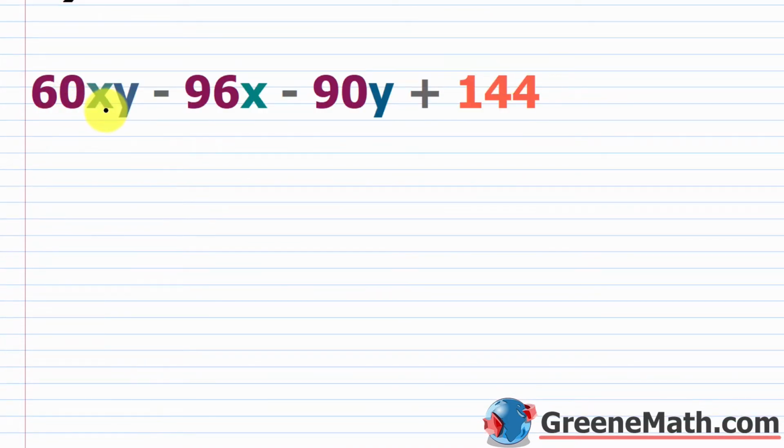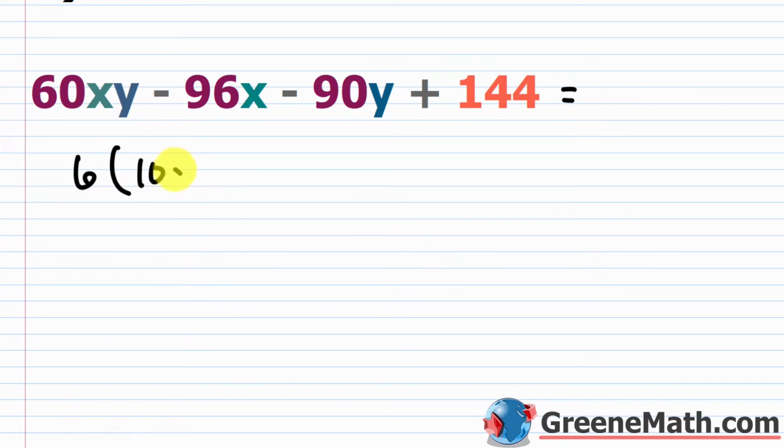So we're going to have 60xy minus 96x minus 90y plus 144. So what's the GCF here? Well, it's going to be 6. So I can pull that out to start. Again, if you miss this and you don't pull it out, when you get to your final step, you'll have a common factor of 6 that needs to come out. And if you miss that, your teacher may mark it wrong on your test. So that's why I always say check for additional factoring.